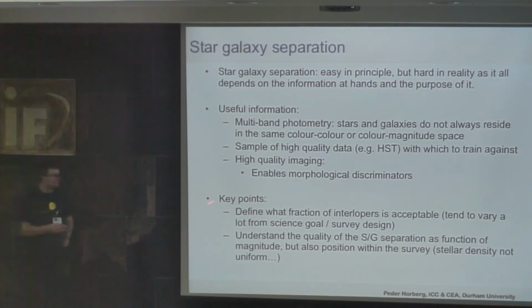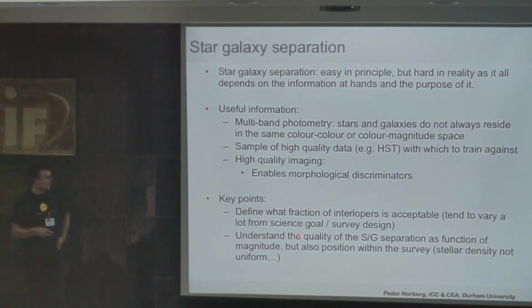So the key point is really to define what fraction of interlopers is acceptable. And here I use the word interlopers because, for example, in DESI, the majority call a star an interloper, but some people actually call the galaxies interlopers, those who are interested in the Milky Way survey. They want their stars. So, some people's unwanted stuff is other people's main thing. So you need to be aware of that.